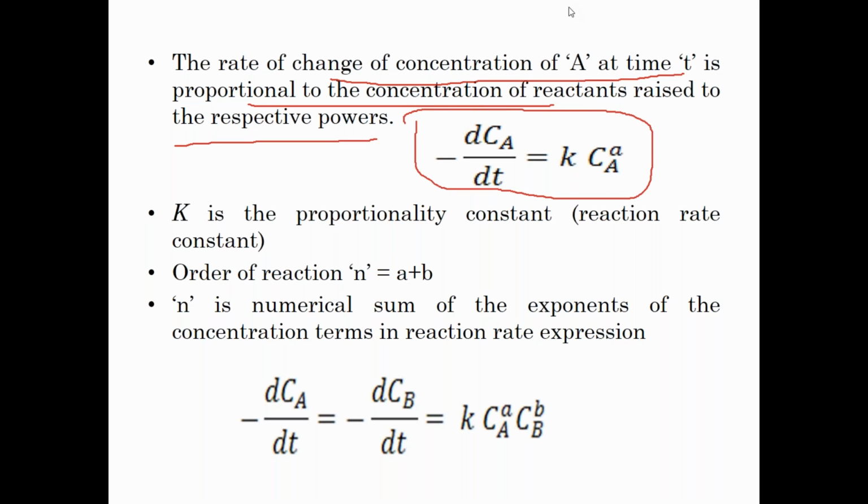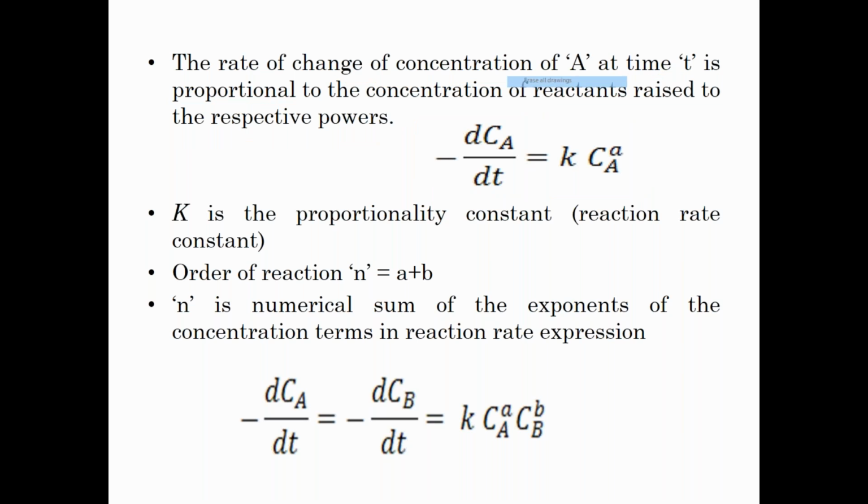Means the rate of change of the drug A with respect to time is equivalent to its initial amount and the number of molecules involved in the reaction, and a constant called the rate constant. So K is called the proportionality constant.